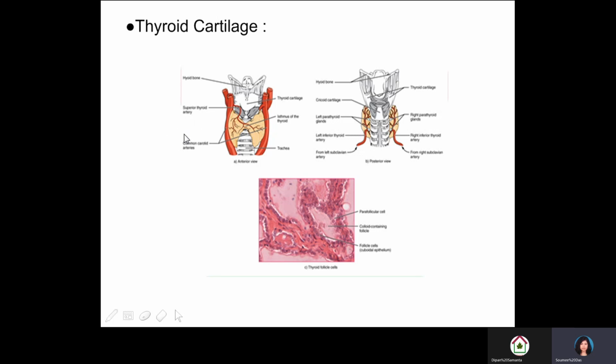If the angle is more, it would be spread over a larger area, and no protrusion would be there. That is why there is a protrusion in the adult male. After the proper development of the thyroid cartilage, there would be a protrusion in the male, since the angle included in the thyroid cartilage is acute in male and obtuse, or more than 90 degrees, in female.